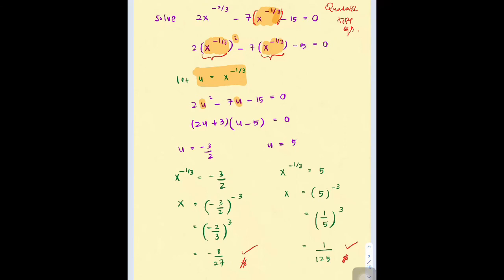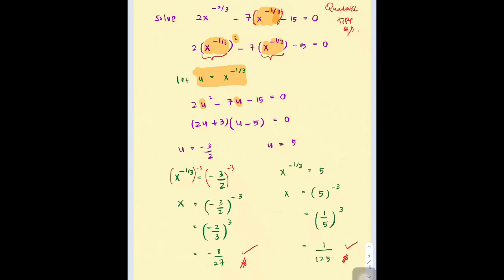So how should you solve this? How to get rid of minus 1 over 3? This is just take the power of minus 3. So after you take power on your left hand side, take also the power on your right hand side. So now this is left with x equal to, so let's simplify this, minus 3 over 2 to the power of minus 3.